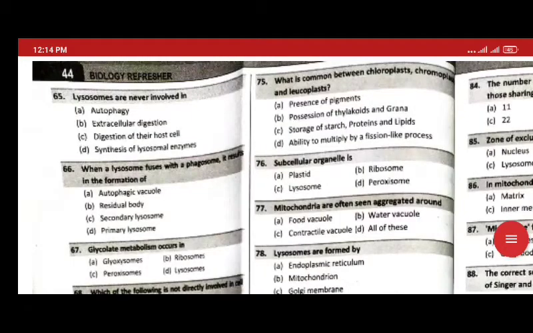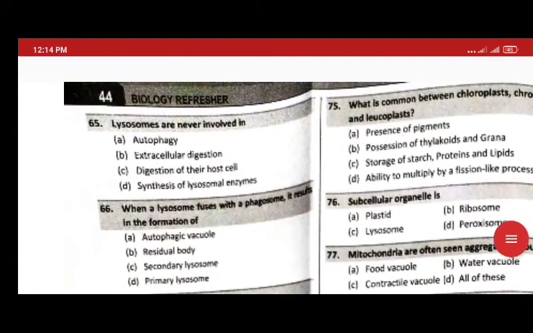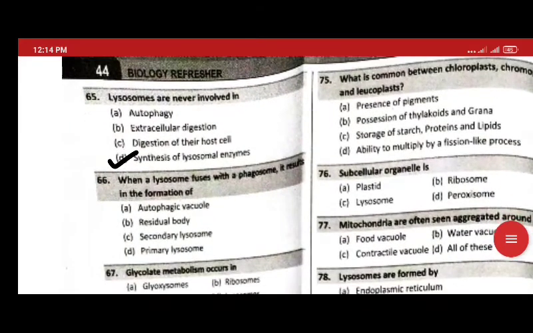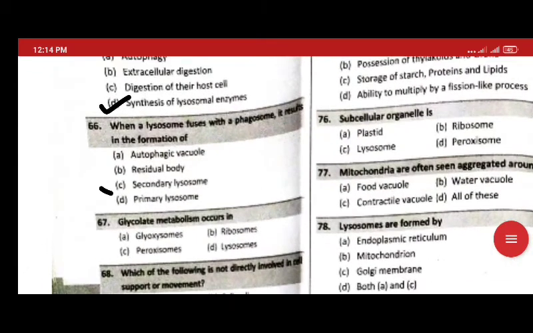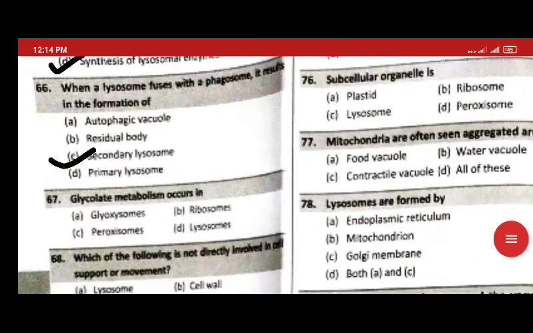Now we have questions from 65. Lysosomes are never involved in lysosomal enzyme synthesis, because they only destroy. Now 66, when a lysosome fuses with a phagosome, it results in the formation of a secondary lysosome, which is made with the Golgi body.